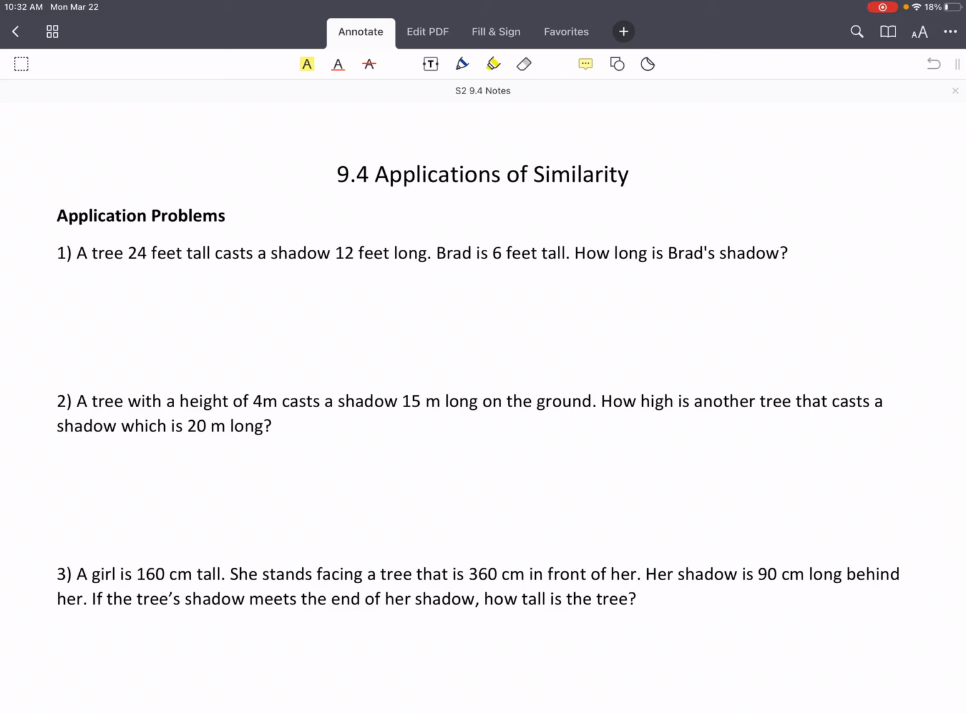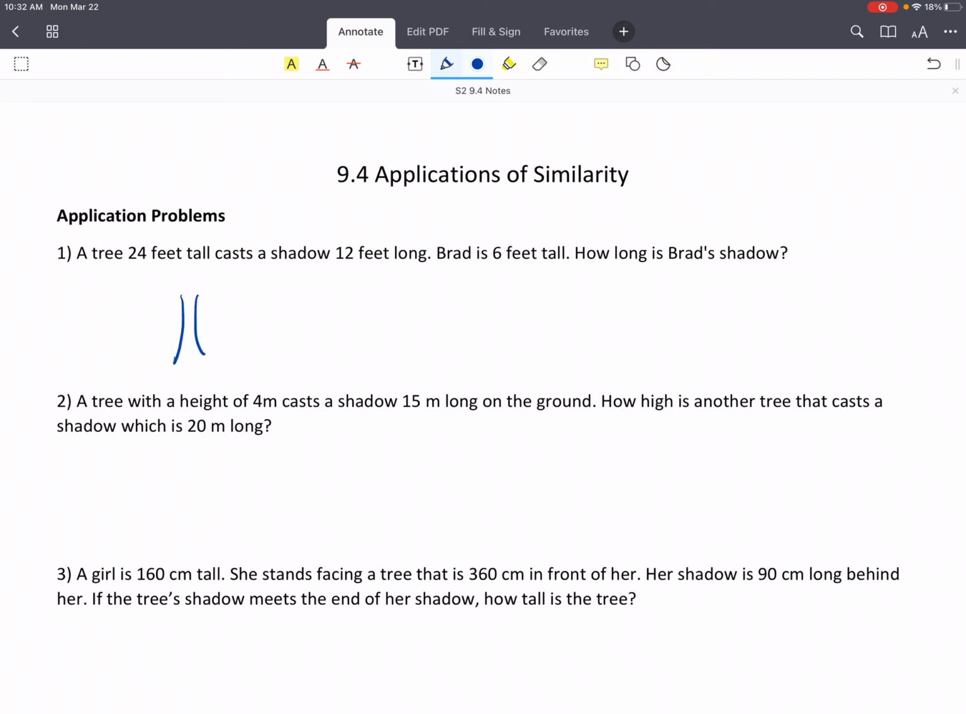Today is all about word problems. Woohoo! Everyone's favorite. And the best thing you can do for any word problem is to draw it out. So, number 1, a tree 24 feet tall cast a shadow 12 feet long.